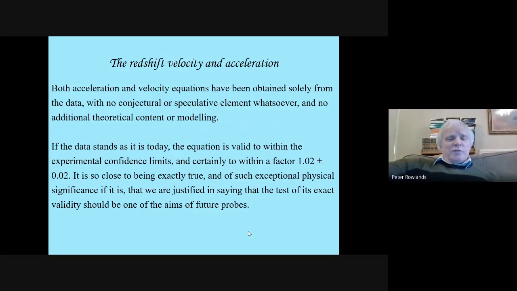Now, if we take the data as it stands today, the equation is valid to within the experimental confidence limits of 68%, and it's, say, within a factor 1.02 plus or minus 0.02. This is so close to being exactly true and of such exceptional physical significance, if it is, that we're justified in saying that the test of its exact validity should be one of the aims of future probes. So when we next send up a satellite to measure the parameters, we should be using this as one of the tests. Is it exactly 2/3 or very close to it?